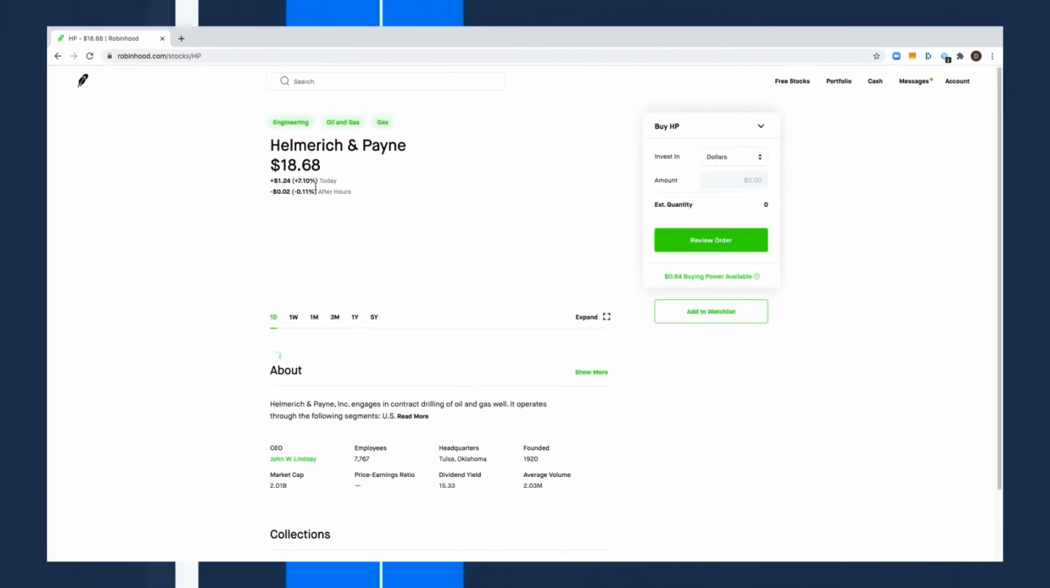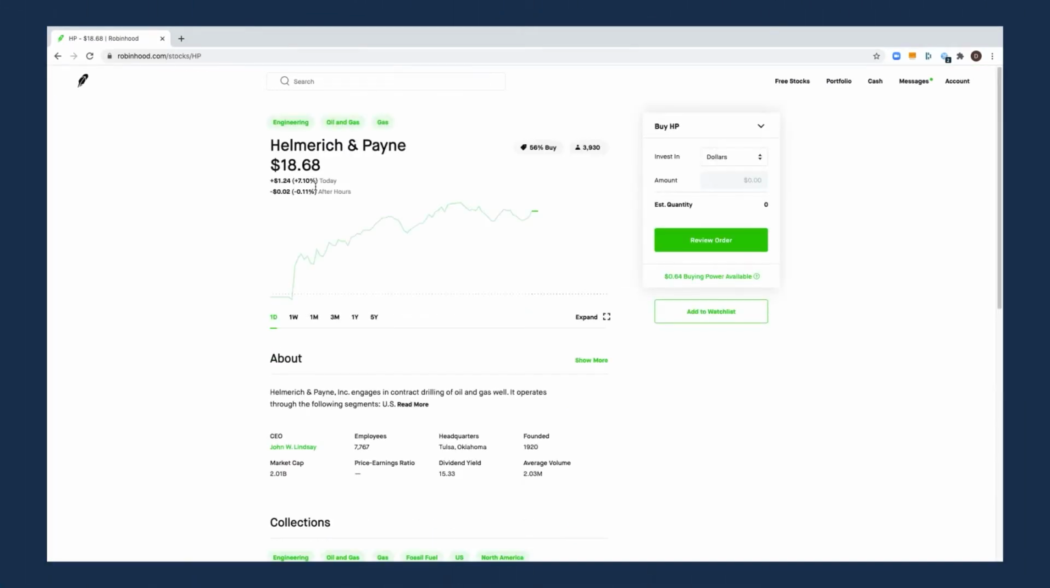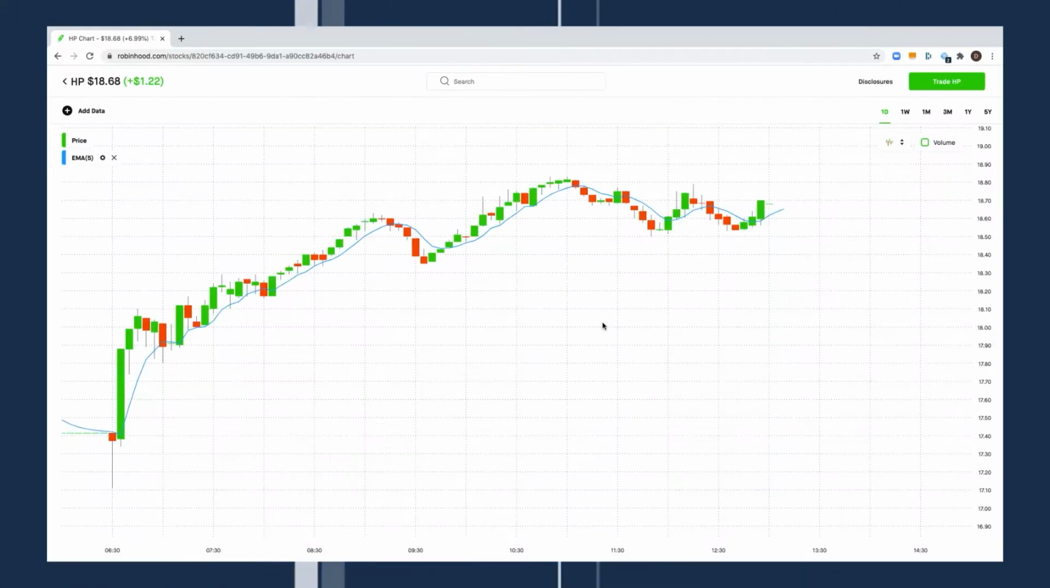In addition to screeners, charting tools are also important for day traders. Robinhood's charting tools are rudimentary at best and are not sufficient for day trading. Here's how they work. To access Robinhood's charting tools, click on the name of the stock. For a closer look at its chart, click Expand.